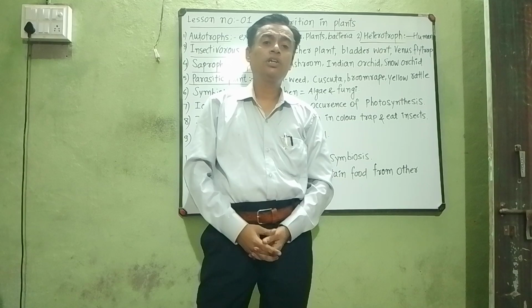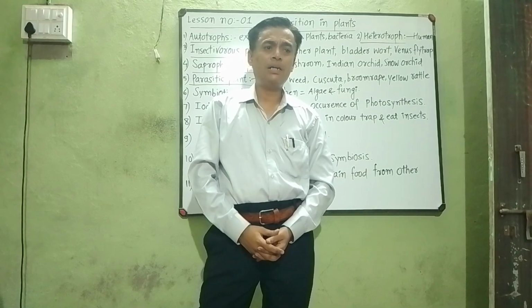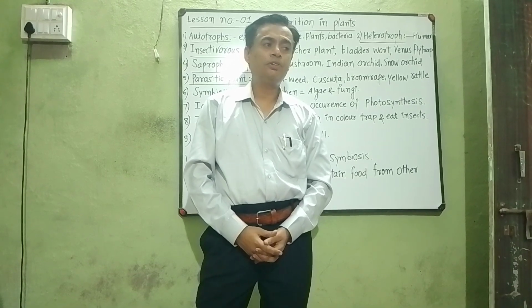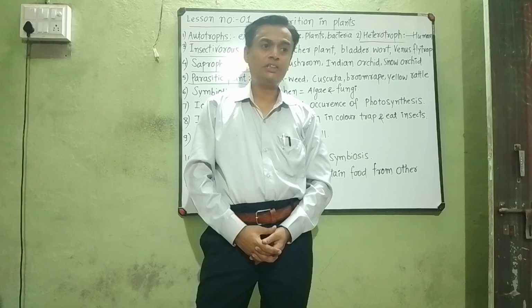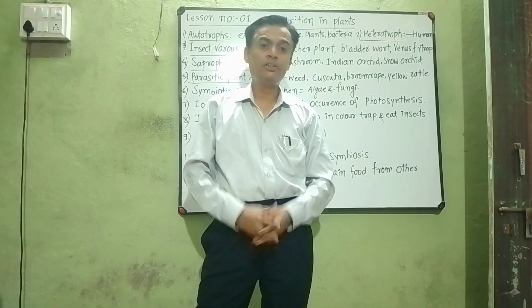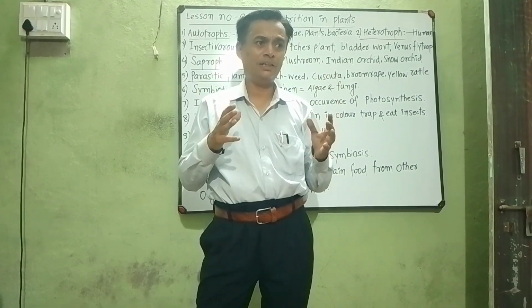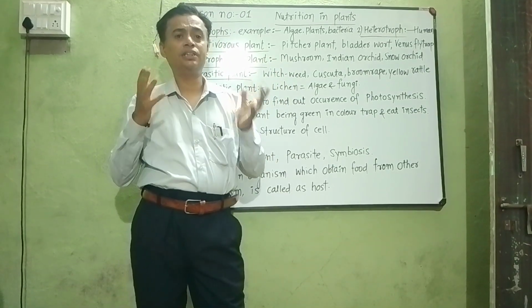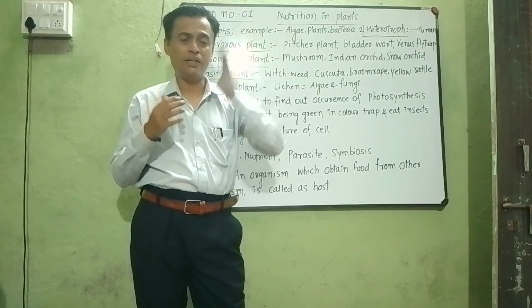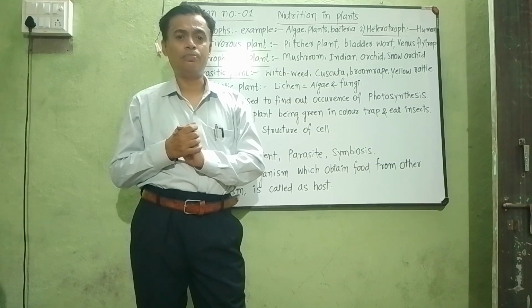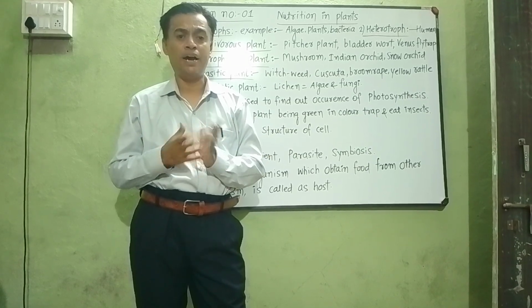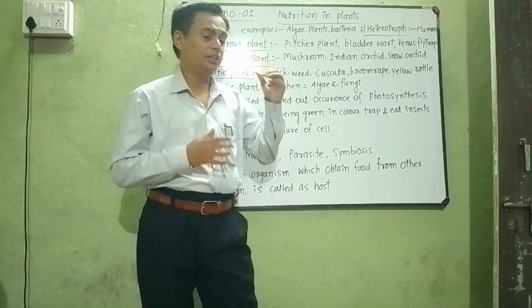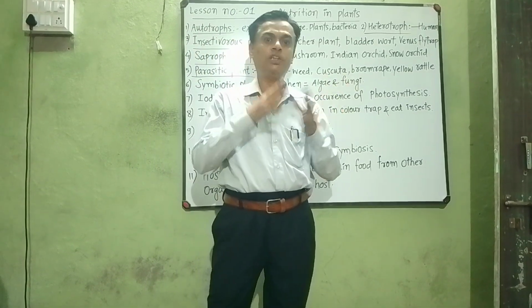The question is, if the plants are green in color, pitcher plant is green in color, insectivorous plants are green in color, then why do they not perform the process of photosynthesis? Insectivorous plants, even though they are green in color, are not performing the process of photosynthesis. Why? Because insectivorous plants require nitrogen.